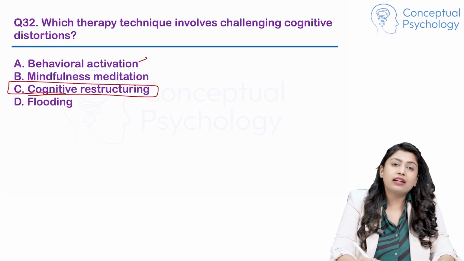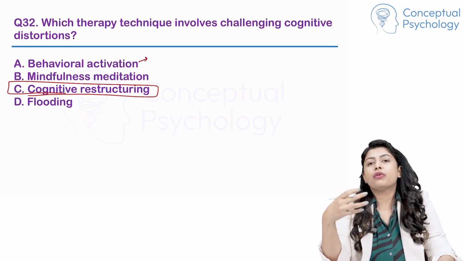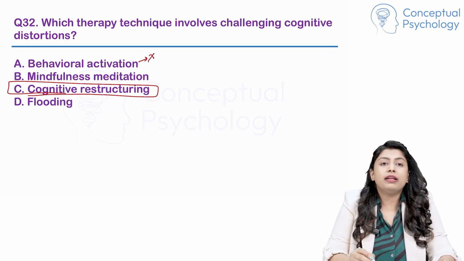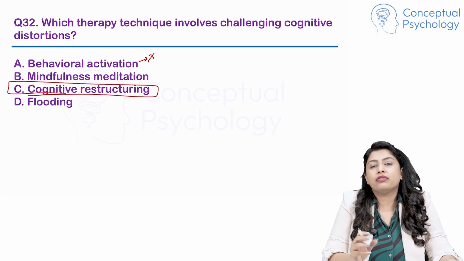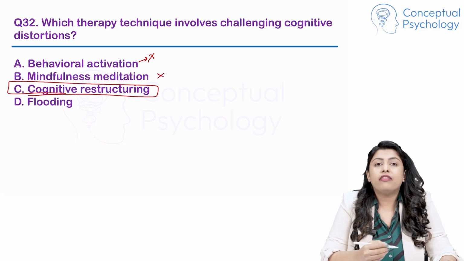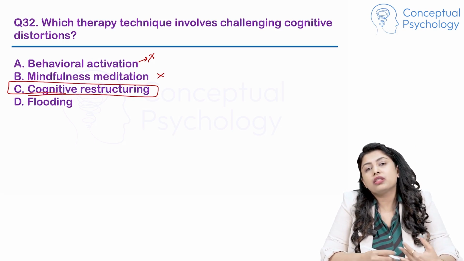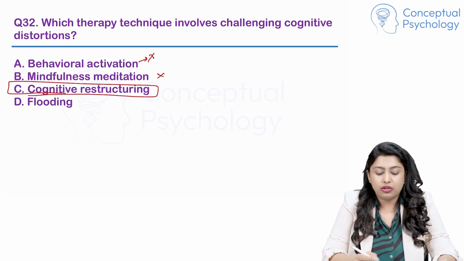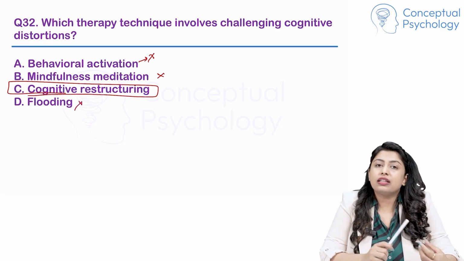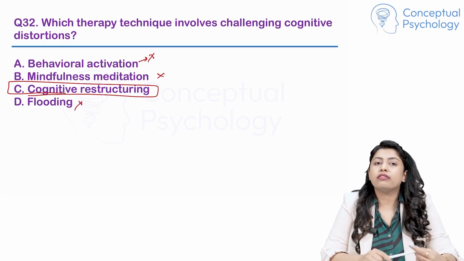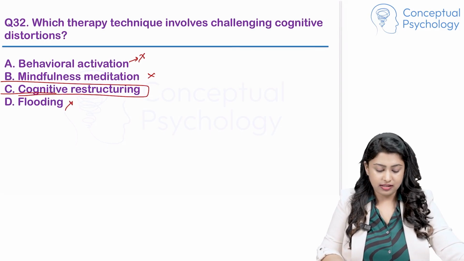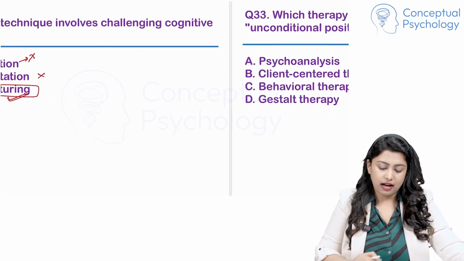Okay. Behavioral activation focuses on increasing the positive activities to improve the mood. So mindful meditation is where you focus on the present moment awareness and you accept it. Flooding is an exposure technique which involves intense exposure to the feared stimuli. So, cognitive restructuring systematically challenges and modifies the distorted thinking patterns that contribute to emotional stress. Hence, C is the correct answer.